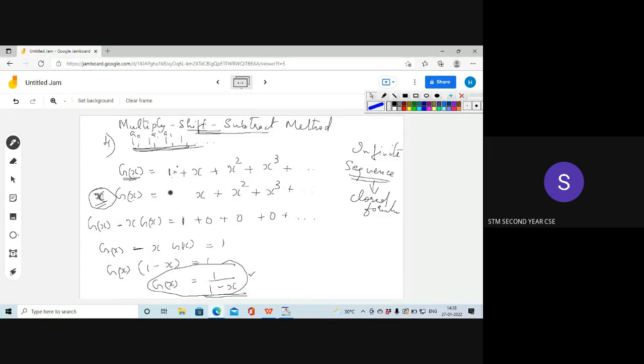Now I got x g of x. Next, I'm subtracting these two, g of x minus x g of x is equal to, I get 1, here there is nothing to subtract, so 1 minus 0, 1, and x minus x, this will cancel, this also will cancel, this also will cancel, since I'm subtracting. So I get g of x minus x g of x to be 1, others have turned out to be zeros. So now I'm taking g of x as common, and g of x into 1 minus x is equal to 1, or I can write g of x is equal to 1 by 1 minus x.